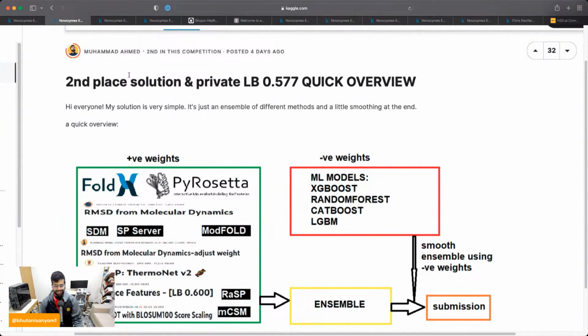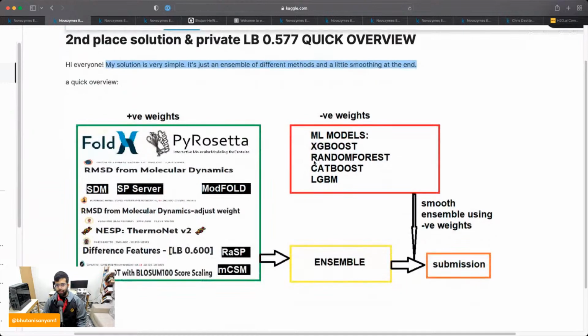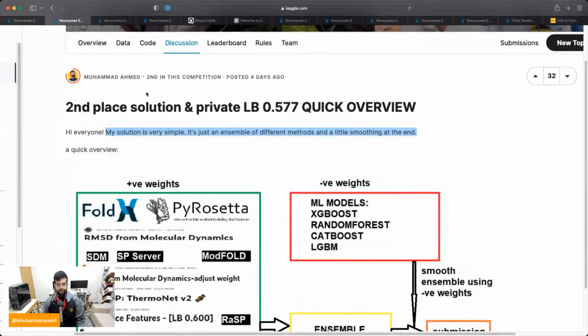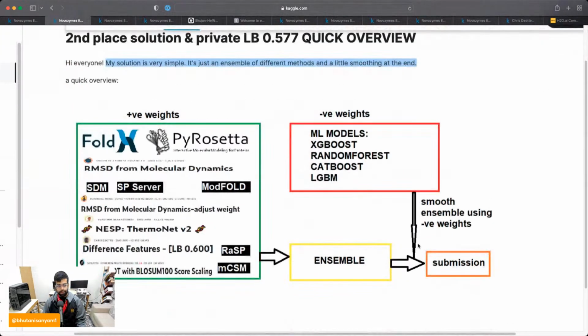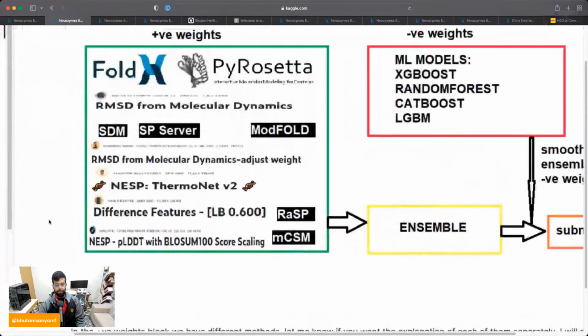So now on to the second place solution. The solution is very simple. It's just an ensemble of different methods and a little smoothing at the end. So what Muhammad has done is, and I'll remember to upload this one, he used positive weights for all of these approaches, negative weights from some other approaches. Before adding them, he had smoothed the ensemble using negative weights, and then it was just a straightforward ensemble.